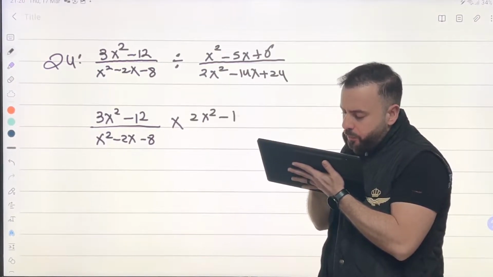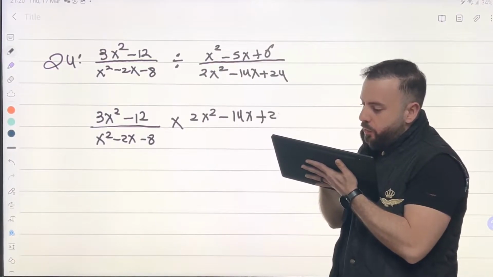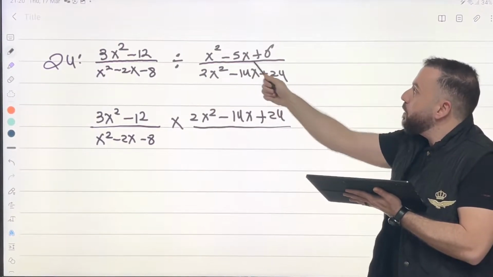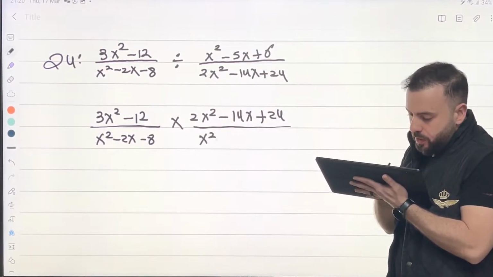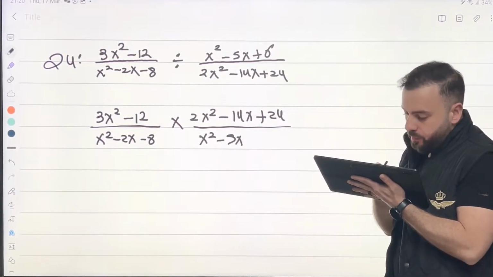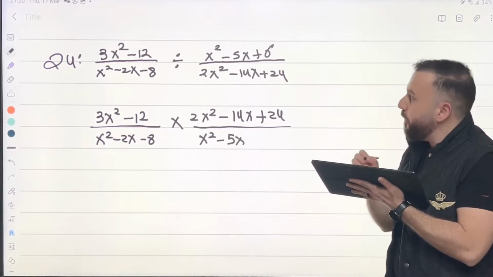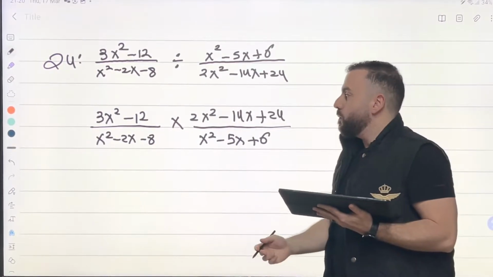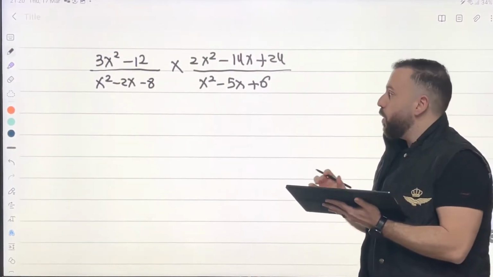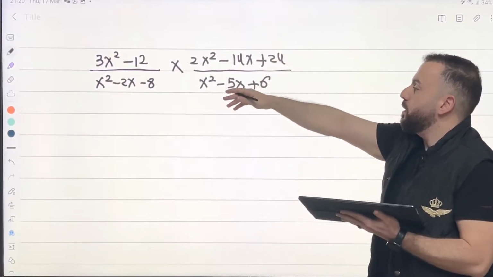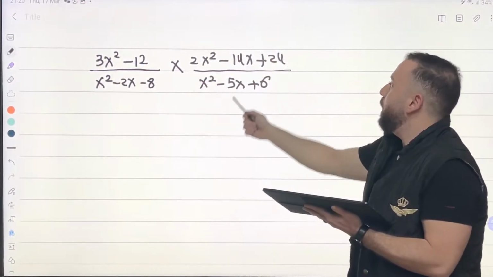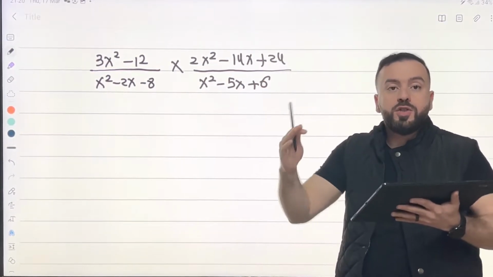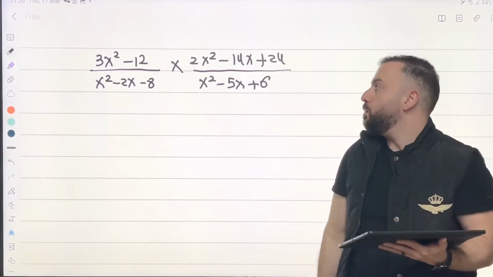That's going to be now 2x squared minus 14x plus 24 all over x squared minus 5x plus 6. Then what's the next step? After we change the division to multiplication, you now need to factorize. Factorize, then we can simplify.